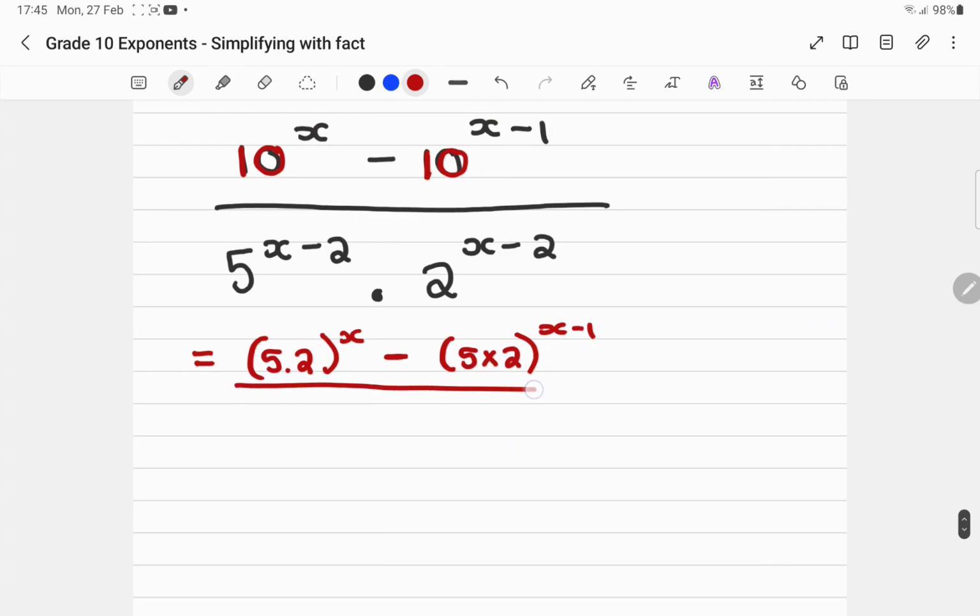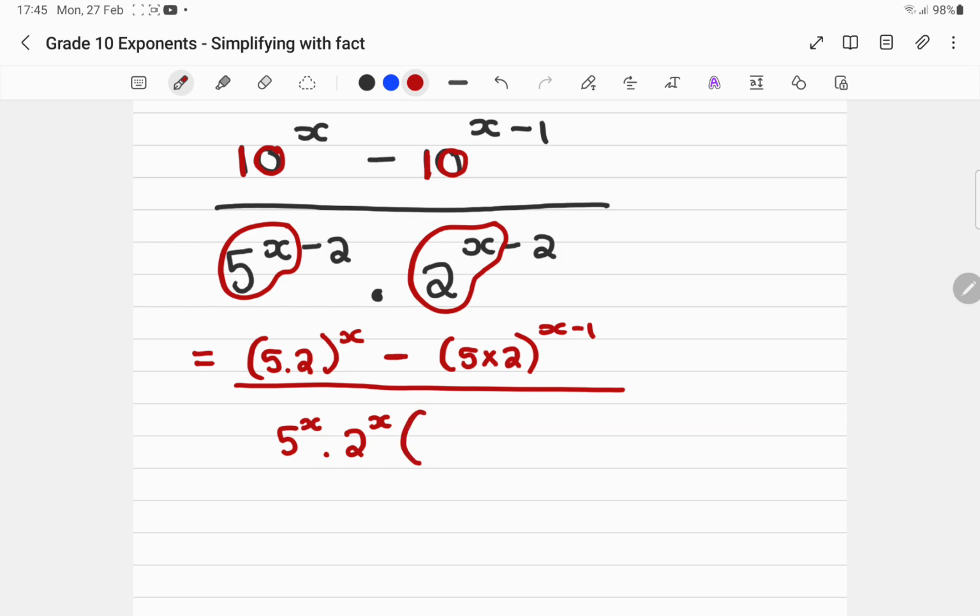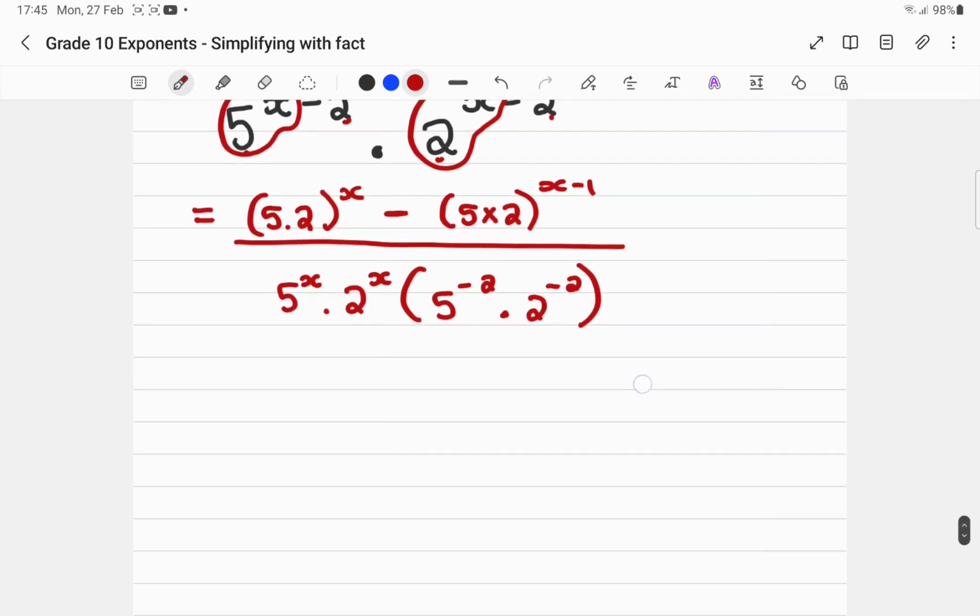Okay, and the bottom, there's actually nothing to do. We can factorize so long. We can see that we're going to take out 5 to the power x times 2 to the power x. And then what is left? 5 to the power negative 2 times 2 to the power negative 2. Okay, I hope you can see that so far. And at the top, we're also going to pull out a 5 to the power x, 2 to the power x.